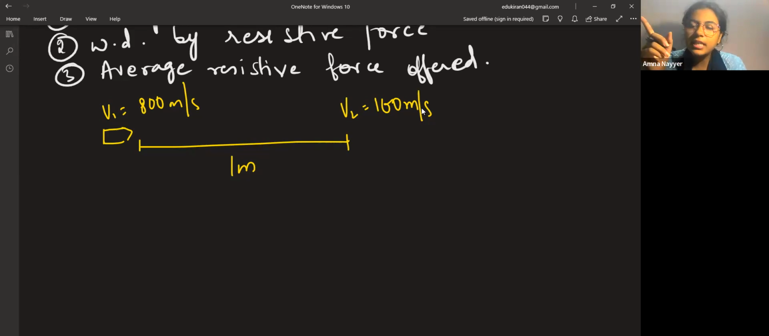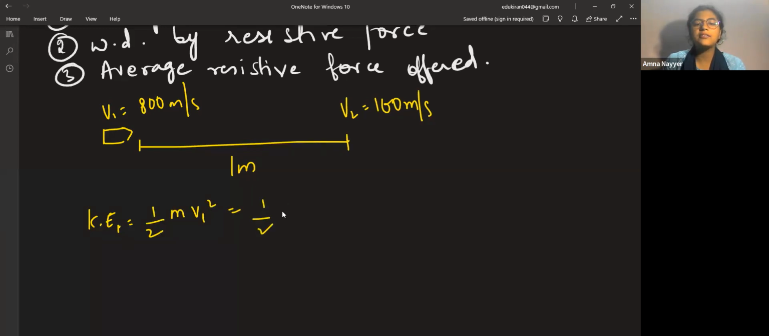So if velocity is increasing, it's acceleration. If velocity is decreasing, it's retardation, that is deacceleration. Now, initial velocity is given, so by this formula, we can find out initial kinetic energy. That is half m v squared. Now, 10 grams can be written as 10 into 10 to the power minus 3. Why? Because we have to convert 10 grams into kg.